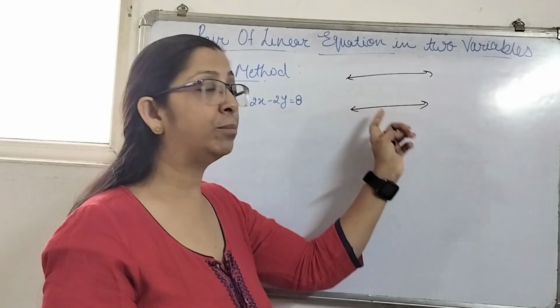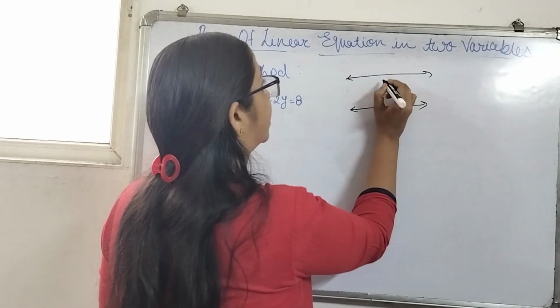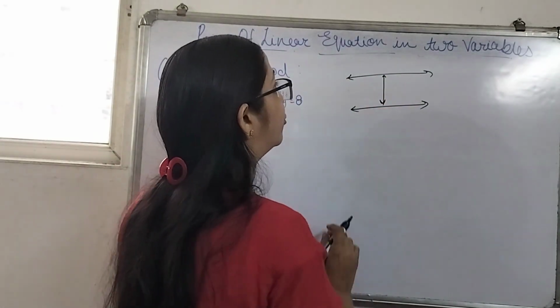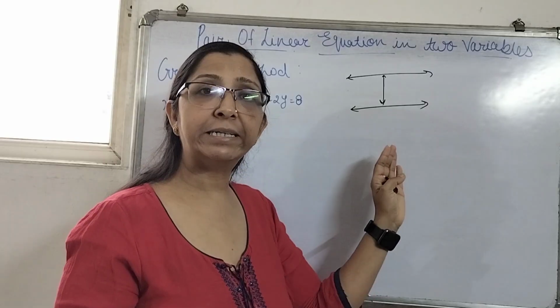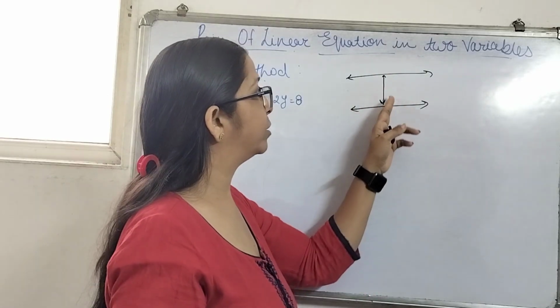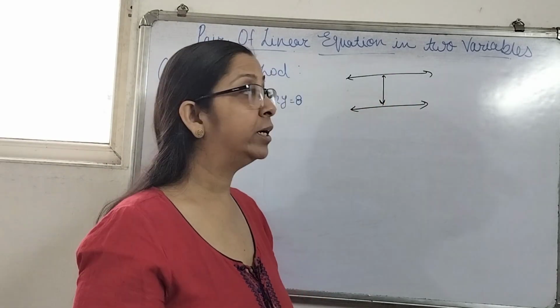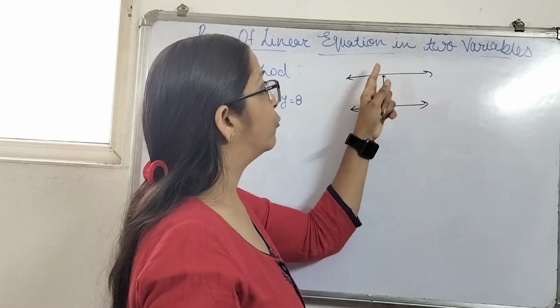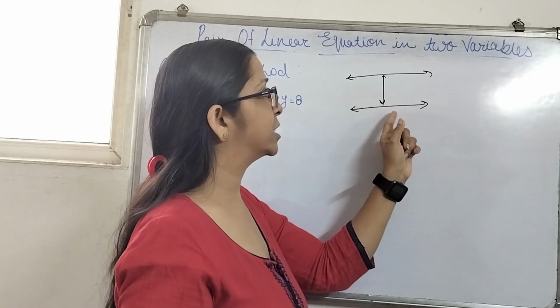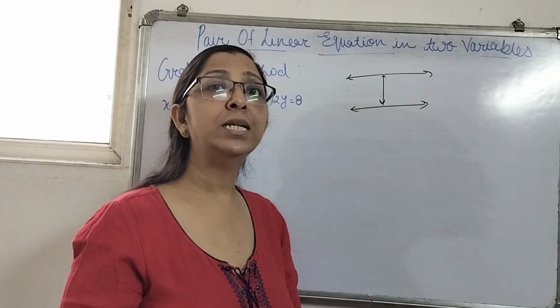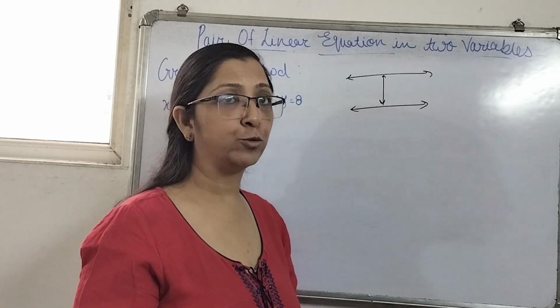Either the lines will be parallel and there is not even a single point where both of them will intersect each other, because the distance between both of them will remain the same throughout. Then there won't be any point which satisfies both equations, so there won't be any solution.